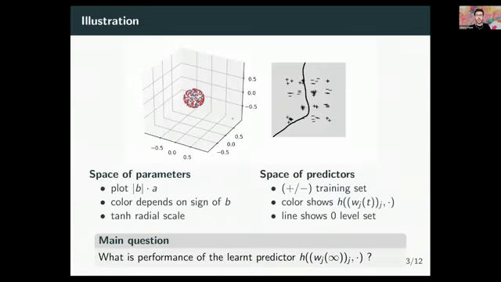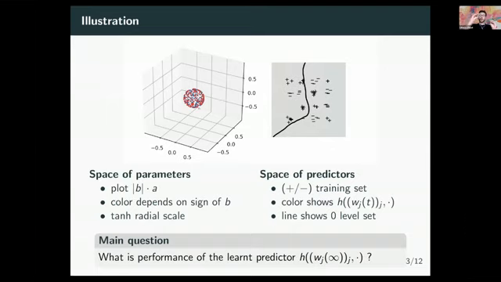Let me first start with an illustration of what we will look at. Here, this is a simple two-dimensional classification task. On the right side, we have the predictor space, where the black line is the decision boundary, and I will show the training dynamics of gradient descent starting from a random initialization. On the left side, this is the parameter space.